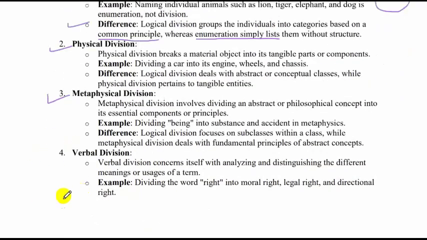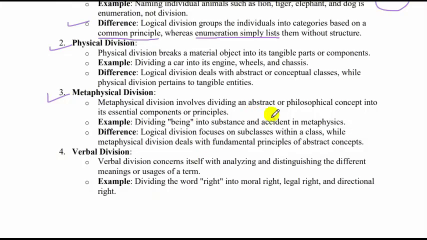Metaphysical division. Metaphysical division involves dividing an abstract or philosophical concept into its essential components or principles. Dividing beings into substance and accident in metaphysics. Whereas in logical division, it focuses on subclasses within a class, while metaphysical division deals with fundamental principles of abstract concepts. This we can skip.